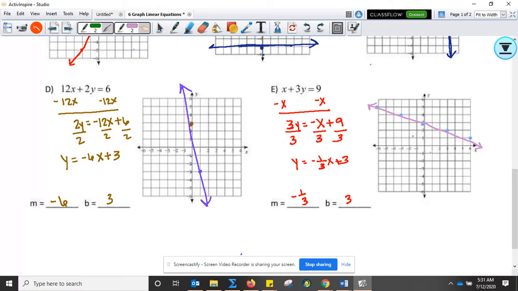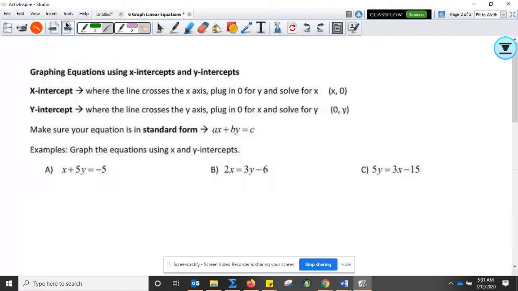All right, and there's your graph of the equation x plus 3y equals 9. Okay, graphing equations using x-intercepts and y-intercepts. The x-intercept is where the line crosses the x-axis. You're going to plug in 0 for y and solve for x. The y-intercept is where the line crosses the y-axis. So in that case, you're going to plug the 0 in for x and solve for y.